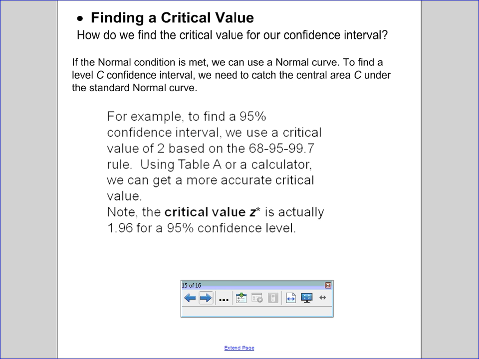If the normal condition is met, we can use the normal curve. To find a level C confidence interval, we need to catch the central area C under the standard normal curve. And we're going to call that value the critical value. We're going to use Z values, so we're going to call the critical value Z star. And you're going to use table A or your calculator, and we're going to use the table.